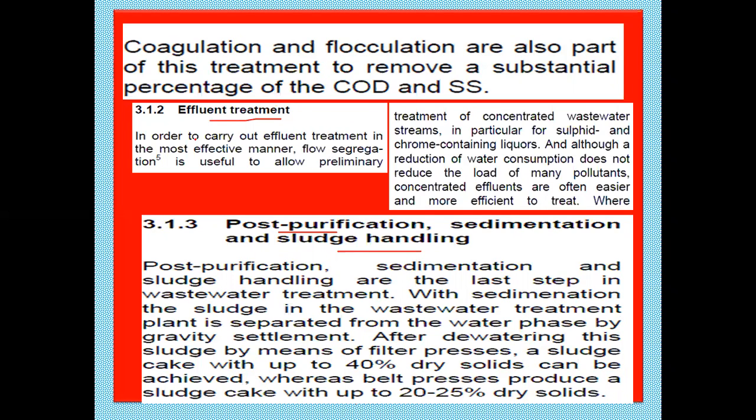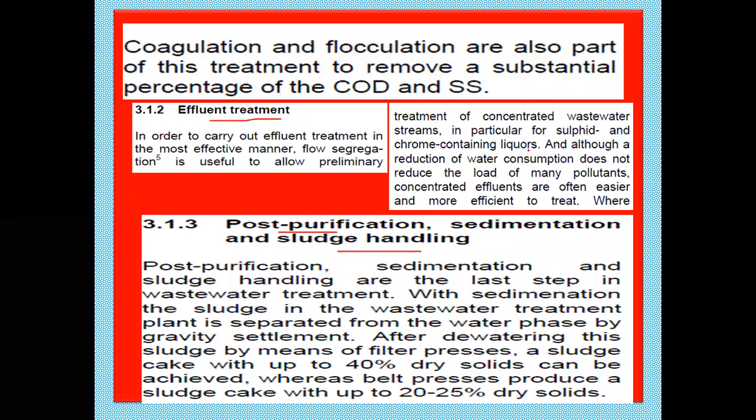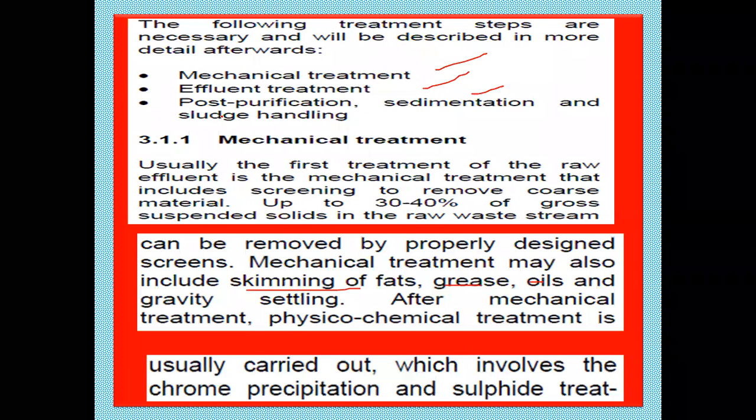How is effluent treatment done? In order to carry out the effluent treatment in the most effective manner, flow segregation is useful to allow the preliminary treatment of concentrated wastewater streams, in particular for sulfur and chromium containing liquors. So post purification, sedimentation, and sludge handling are the last steps in the water treatment. When asked how water treatment is done in tanning industries, write these four steps and the main two points for each one, which is enough.